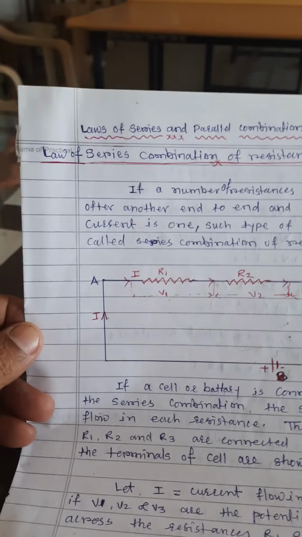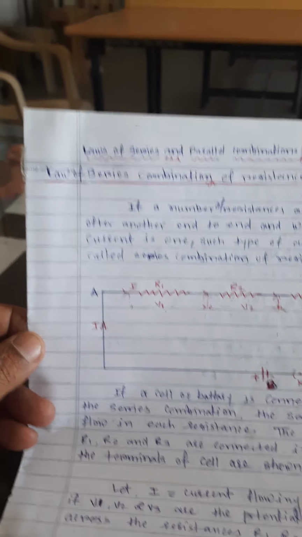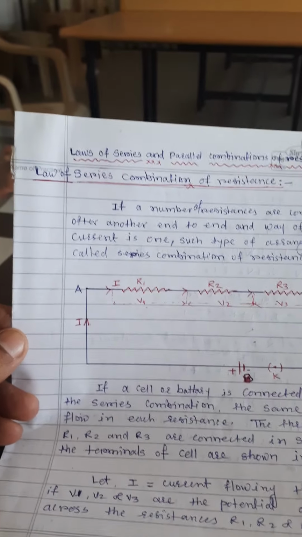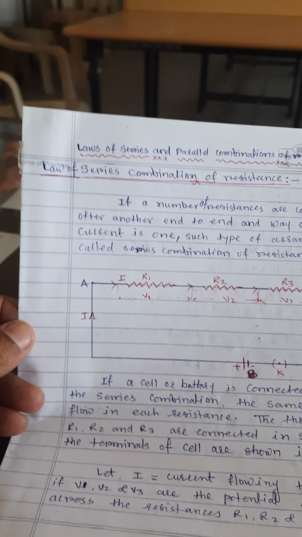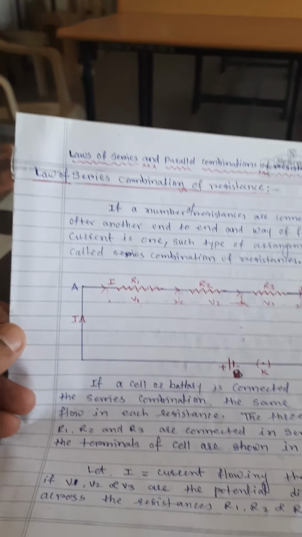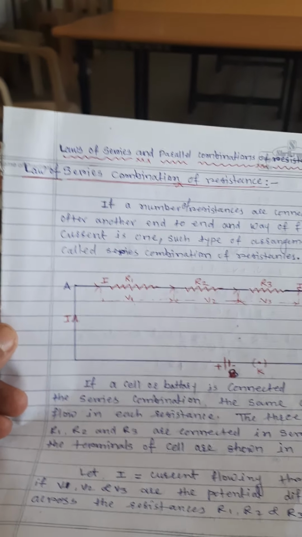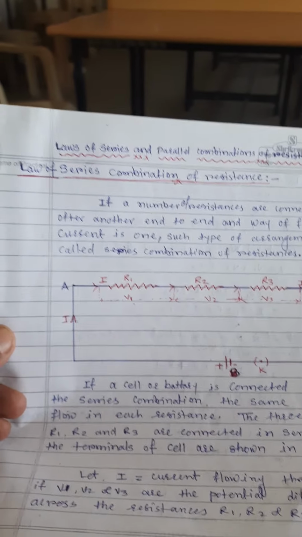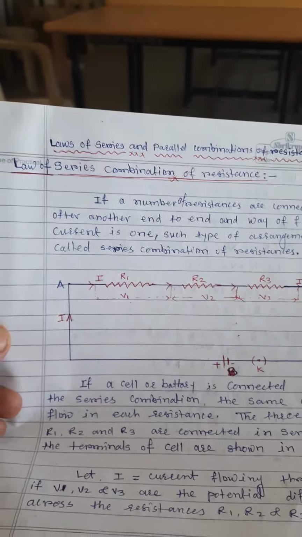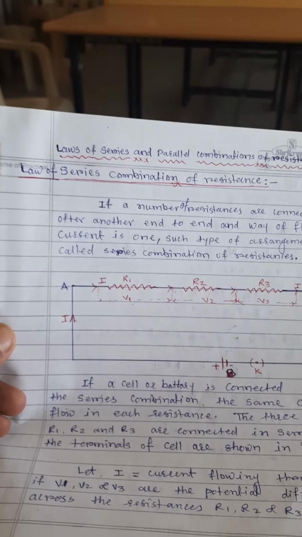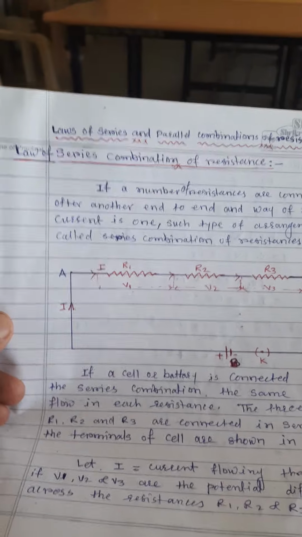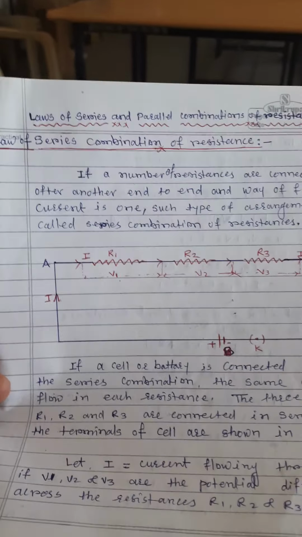So there are two laws, of series and parallel combination of resistances. First of all, we take the law of series combination of resistances. It means that if a number of resistances are connected end to end, one end to another end, and across the battery, then such a connection or arrangement is called the series combination of resistances.